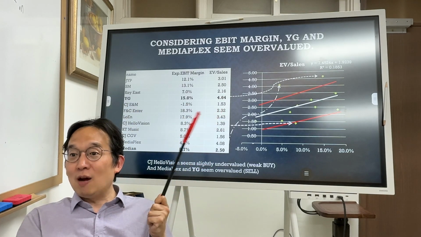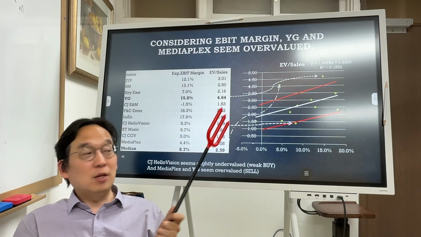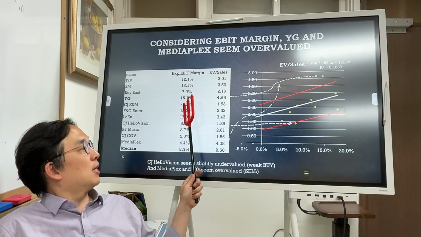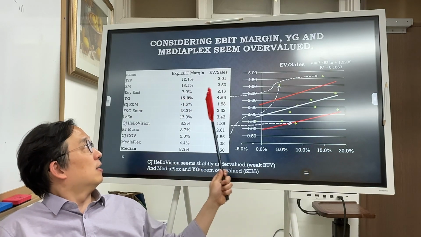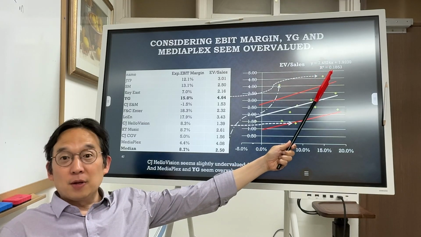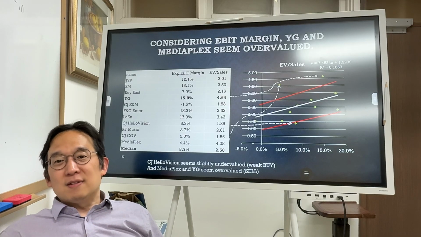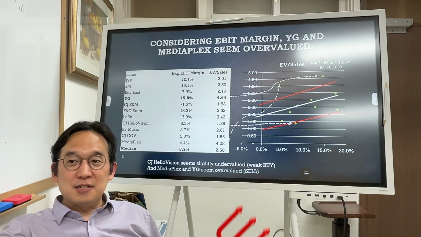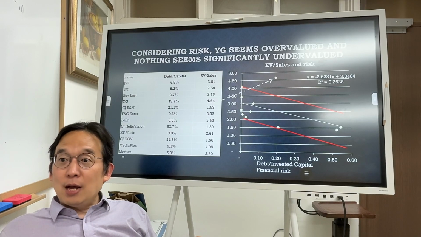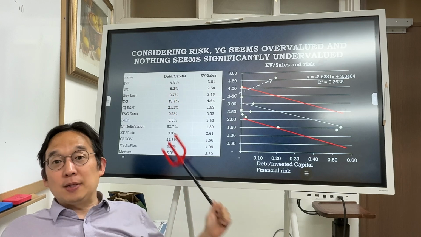Okay, 20% level significance, but still it's positive, so reasonably okay. Considering EBIT margin, YG and Mediaplex seem overvalued. If you look at this graph, you see YG at 15% margin and 4.64. That's this guy over here, clearly above the standard error bound, but a marginally significant result. What about other drivers? So I used the leverage ratio, which is debt over invested capital.